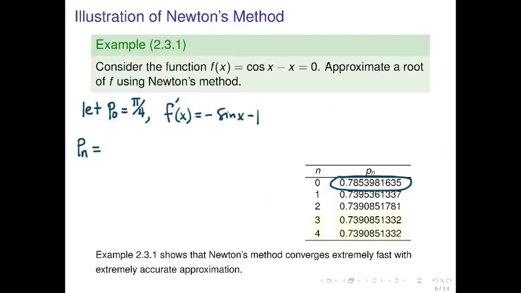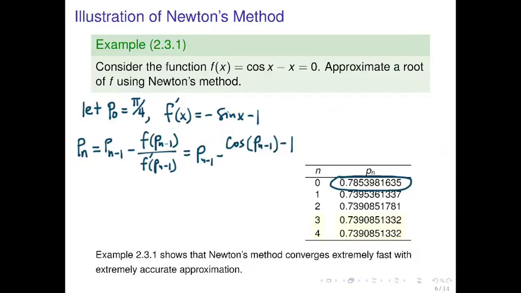Then the expression for P sub n is P sub n minus 1 minus the function value evaluated at P sub n minus 1 over f prime of P sub n minus 1, which corresponds, for this function, to P sub n minus 1 minus cosine of P sub n minus 1 minus P sub n minus 1, all divided by negative sine of P sub n minus 1 minus 1.